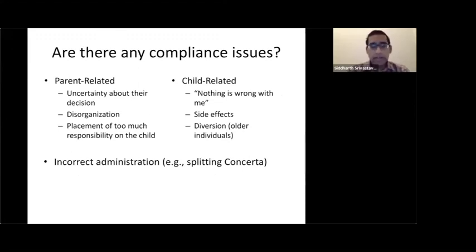On the child side, the child may not want to take medication, saying there's nothing wrong with them. Once again, this may also be contingent on the cognitive level of the child. They may be having side effects and they may be deterred from taking medication. In some cases, in older individuals, and also depending on the cognitive level, there may be some diversion happening. It's really important to note that certain medications have to be taken a certain way, and doing so incorrectly can lead to unpredictable responses.